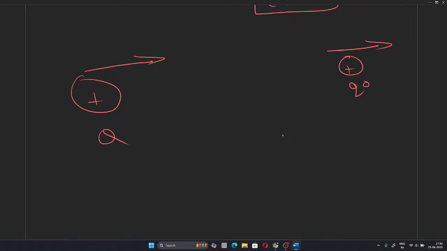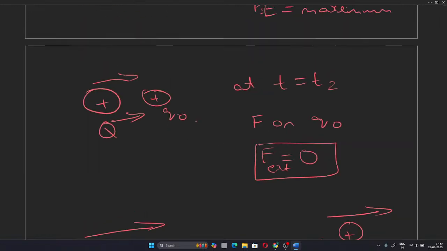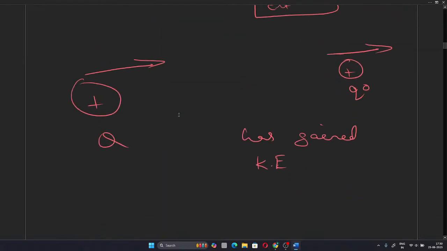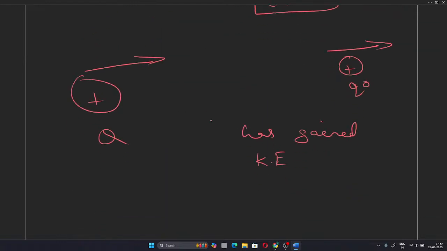So we can say this Q naught charge has gained kinetic energy. As I said before, when the charges are close the potential is maximum, and when we release, that potential energy is getting converted into kinetic energy. So this kinetic energy we didn't get from out of nowhere, but directly from the potential energy which was stored when we did that work.